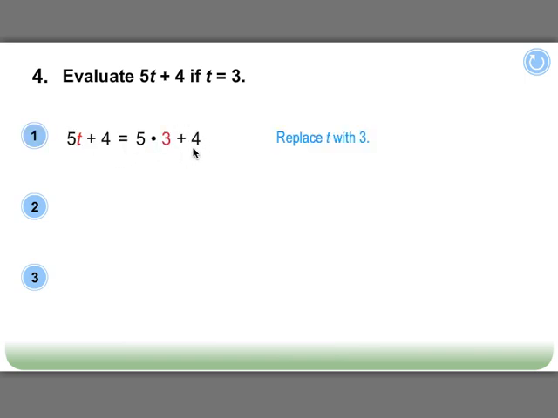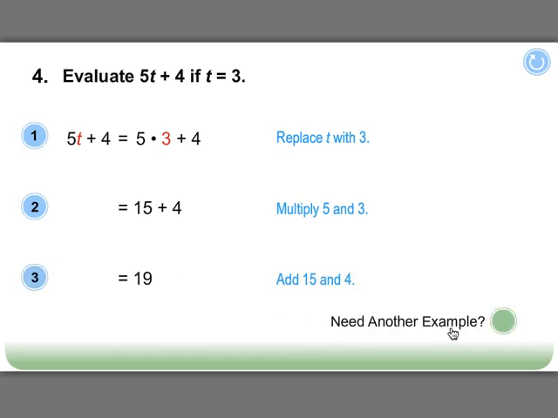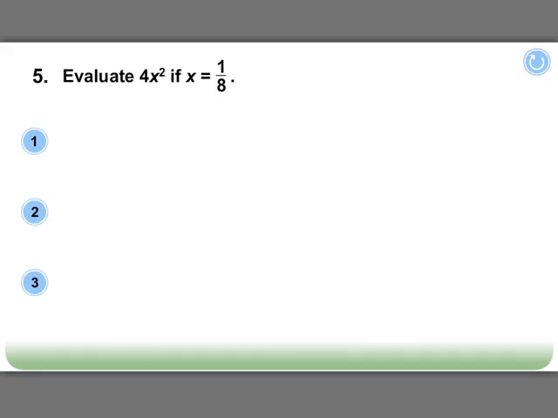You're not going to do 3 plus 4. You're going to do 5 times 3 and then add 4 to that. Okay, watch. Equals 15 plus 4, which then is 19. Okay? I hope you understand that. I won't give you another example right now.